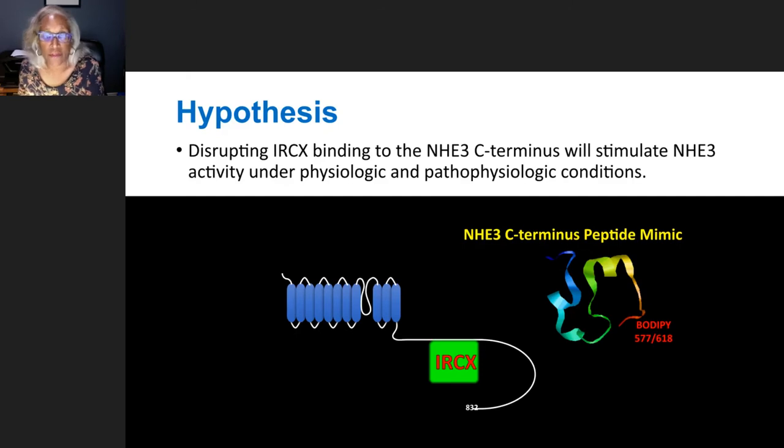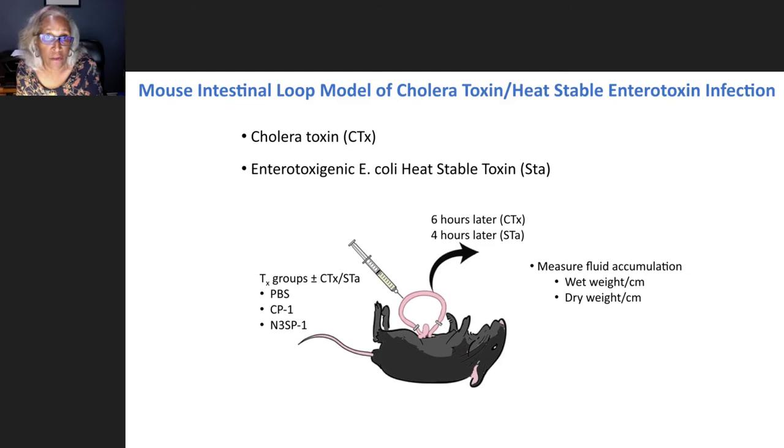The authors developed an NHE3 C-terminal peptide mimetic that was fluorescently tagged such that it will bind to the inhibitory regulatory complex, and under physiologic and pathophysiologic conditions can stimulate the NHE3 activity. Using a mouse model of acute diarrhea using cholera toxin or even E. coli heat-stable toxin, they treated the mice with the NHE3 C-terminal mimetic.